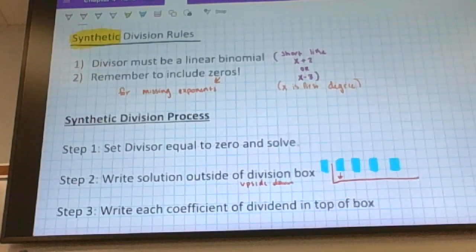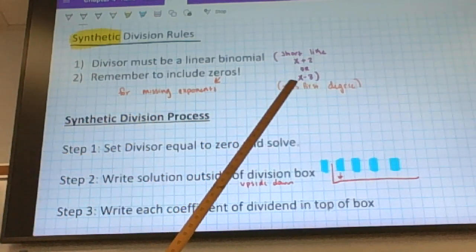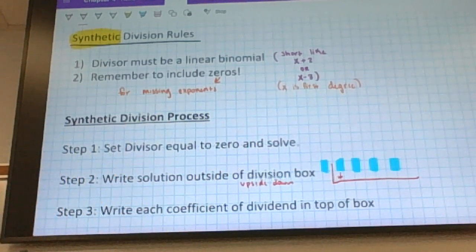Alright, first off, there's some rules about synthetic division. The divisor has to be a linear binomial, which means it's short, like x plus 2 or x minus 8. If the divisor is long, you can't do this process. This shortcut only works for linear factors. This is really a factoring process.